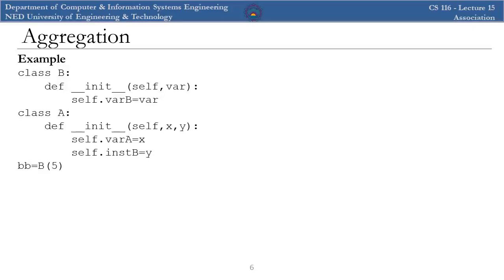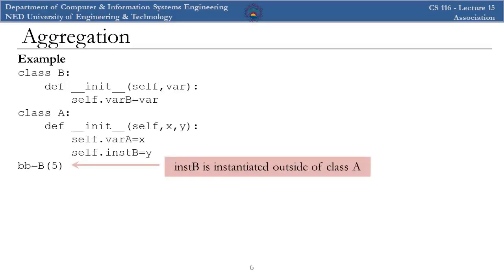So in the main program, what I'll do, I'll first instantiate an object of class B type. BB is that object, and it will initialize variable B to value 5. This 5 will be passed to the initiator function of class B, and that will be assigned to variable B. So that means BB is an object of class B type, which has been initialized in the main program, right? So this is initialized outside of class A. So here is where the difference lies.